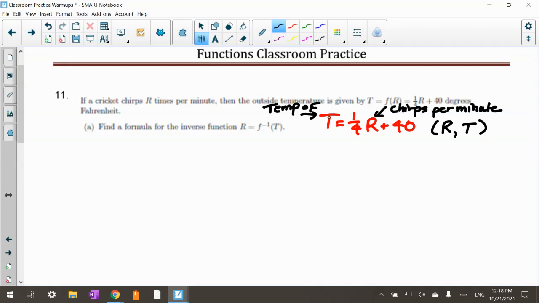Okay. So it says find the formula for R equals f inverse of T. This formula right here is solved for temperature, so basically they want us to solve for chirps. So I'm going to isolate the R and solve for R. Let's do that. We start with T equals 1/4 R plus 40. I'm going to subtract 40 on both sides because I'm going to isolate the R. So I have T minus 40 equals 1/4 R.